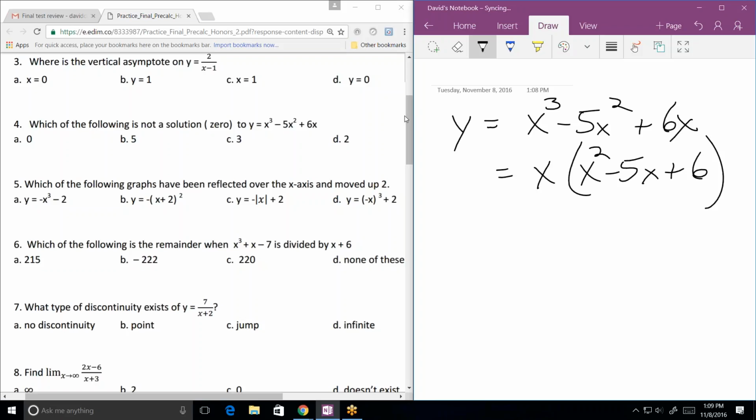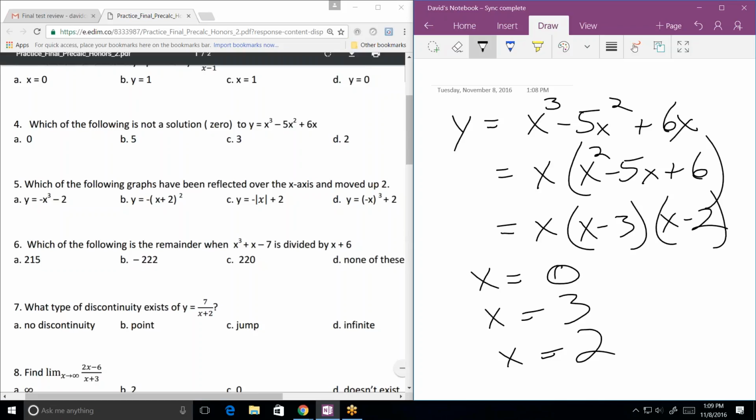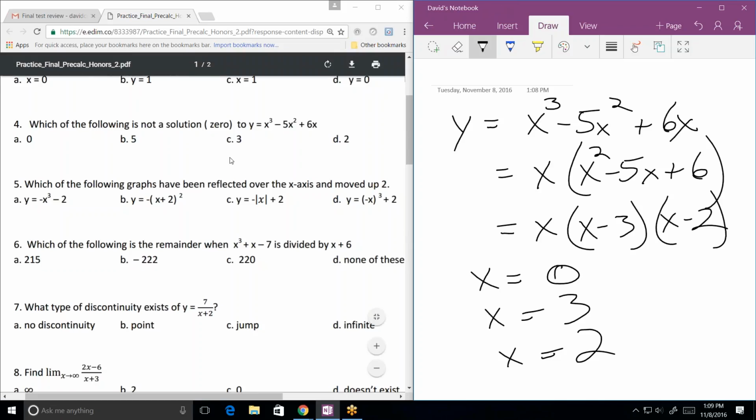And now what's the second step? Factor. So it'd be x plus 3, x plus 2. No, x minus 3, x minus 2. What are the three solutions? 0, 3, and 2. So what answer is not correct? 5. Good.